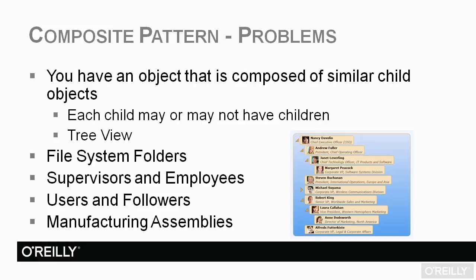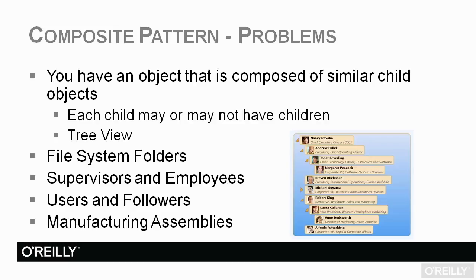Or you can have supervisor employees, the notorious org chart. And yes, I did find an image of the Northwind database org chart. If you're doing a social networking app, users and followers. A user may have a bunch of followers who have a bunch of followers, and onward, onward, onward. It's the whole basis of LinkedIn and Facebook, of course. All of those relationships. And then if you're interested in actual hardware, manufacturing assemblies.